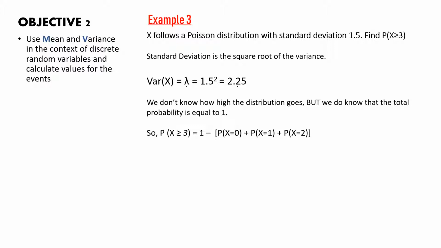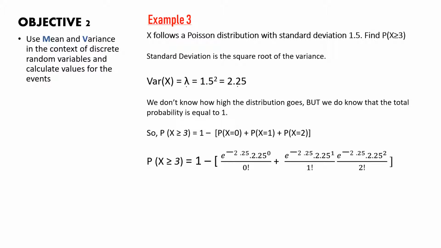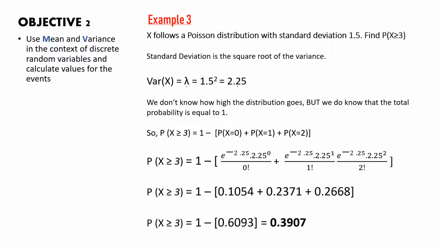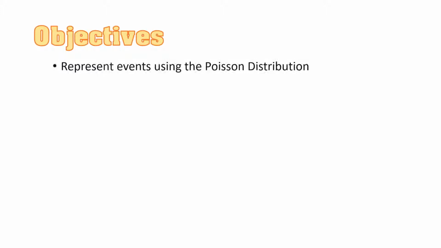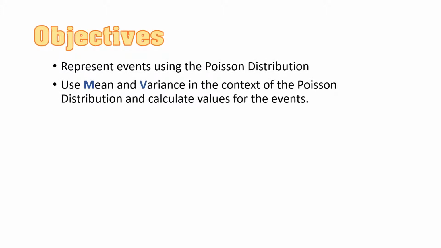And that is a common type of question for Poisson, that they would give greater than a value, and you do the couple of values that go below it. So if I set up my formula for each one of those 0, 1, and 2 with my lambda equal to 2.25, then I'll get 1 minus each of the values that are shown. You can check to see whether you get those, and ultimately I get the final answer to be 0.3907. So our objectives were to represent events using the Poisson distribution and then use mean and variance in those contexts to calculate values for those or otherwise.